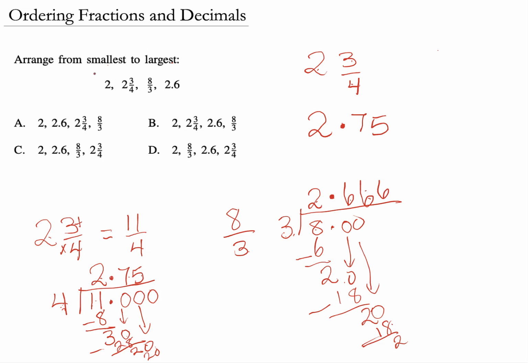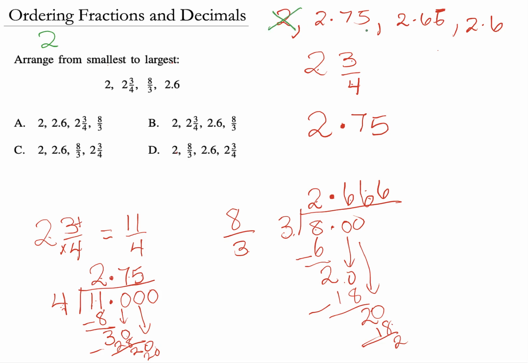Okay, so we want to go from smallest to largest. So notice it's 2. The next number would be 2.75. We did the 8 over 3, and that was 2.66, and the 6 kept going. And then you have 2.6. Who would be the smallest? 2. Okay, notice everyone started with a 2. So this is your smallest number. So your smallest number is 2.